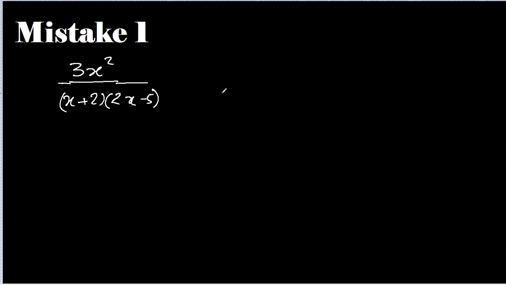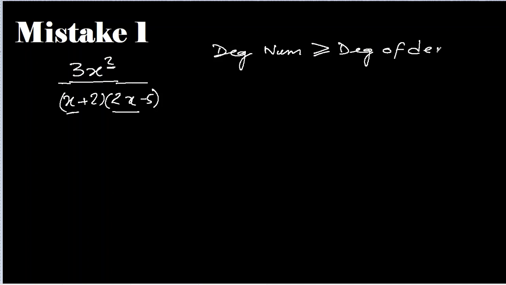straight away. Why? Because look at the degree of the numerator, 2, and if I multiply x and 2x, it gives me 2x squared. That means the degree of the denominator is also 2. So if the degree of the numerator is greater than or equal to the degree of the denominator, you can't carry out partial fraction straight away. You will have to divide 3x squared in this case first by the denominator.